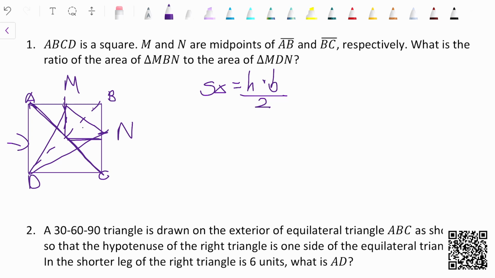And this means that triangle MDN has 3/4 of their combined height, and triangle MBN has only 1/4 of their combined height. And we don't actually need to know what this height is. So it's 1/4 to 3/4, and if you multiply both sides by 4, it's just 1 to 3. So you don't need to know individually what the height is. We just need to know the ratio.